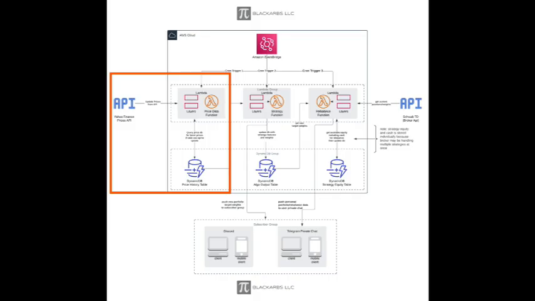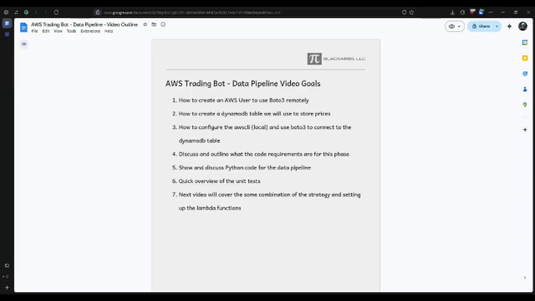So I'm going to demonstrate how to use Python code to interact with the Yahoo Finance API, as well as our DynamoDB table, which is going to hold our price data. I'm also going to show you how to create an AWS user, which will allow you to interact remotely with AWS services. And here we have the quick outline of what my goals are for this particular video.